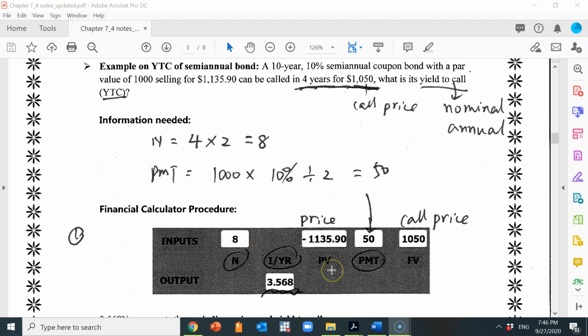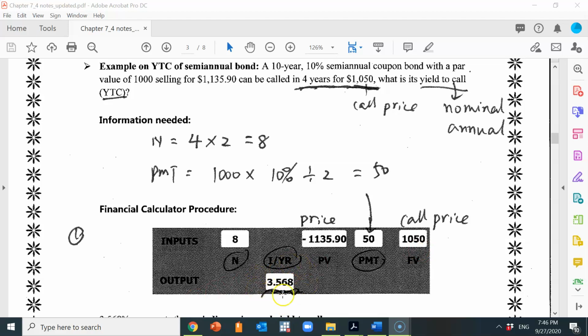We input present value as the bond price we paid today, negative 1135.9. We input payment as 50. We input future value as the call price, 1050. We compute for I. We have 3.568.